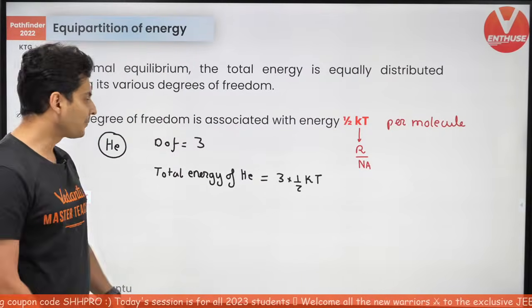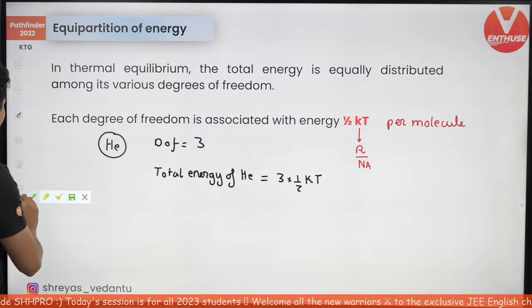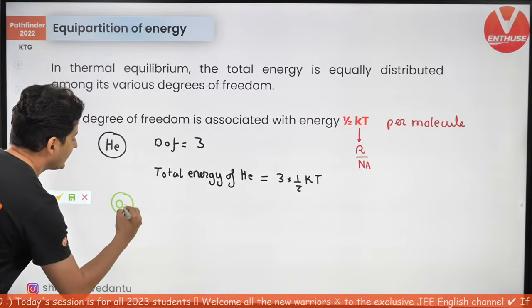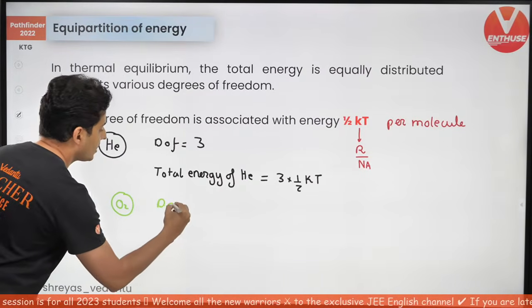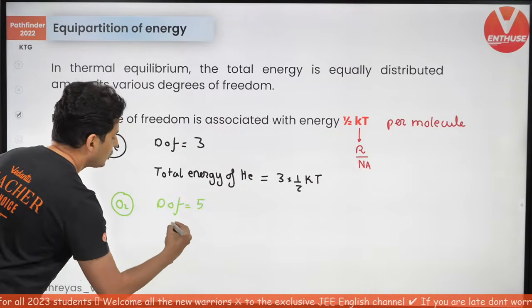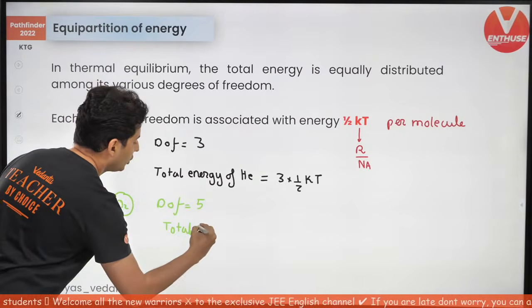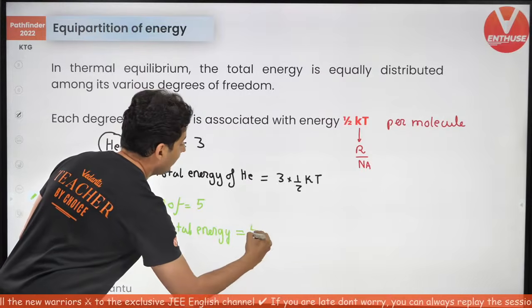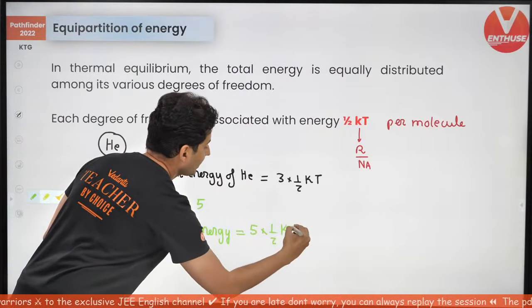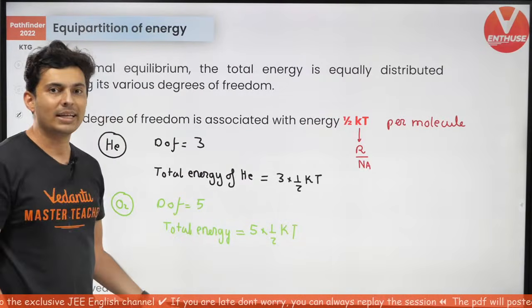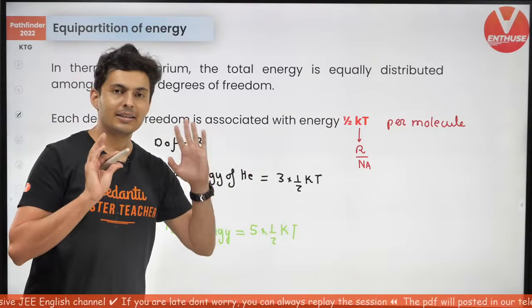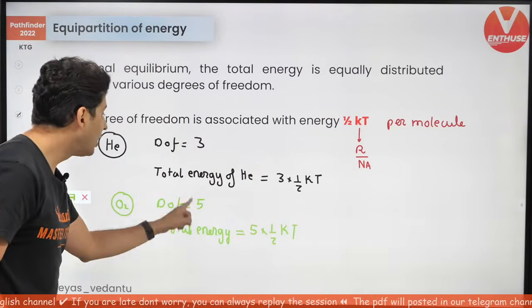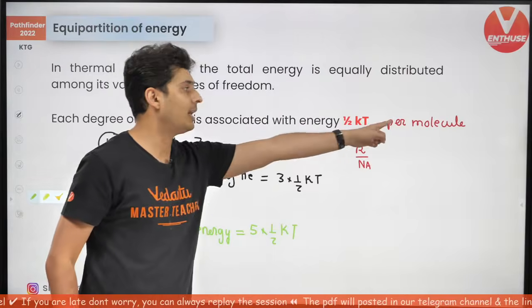As simple as that. Similarly, if I had an oxygen molecule, it has 5 degrees of freedom. So how much will be the total energy? It will be 5 into half kT, 5 by 2 kT. As simple as that. This is what you get. This is per molecule. Very, very important.